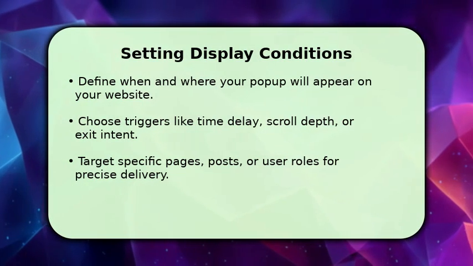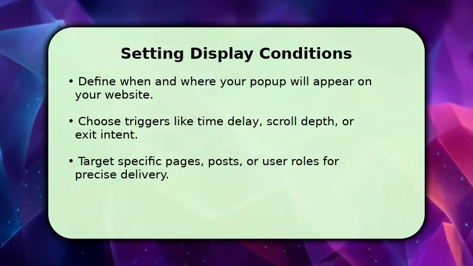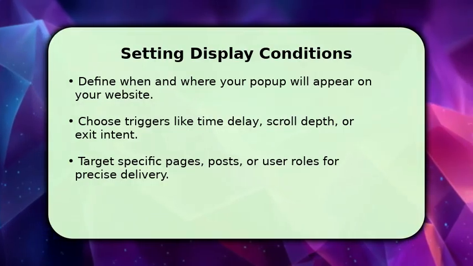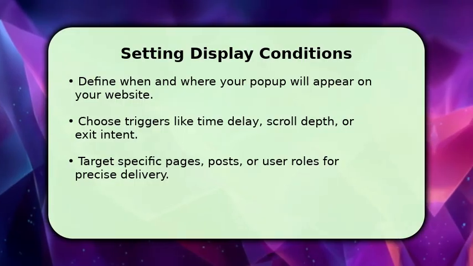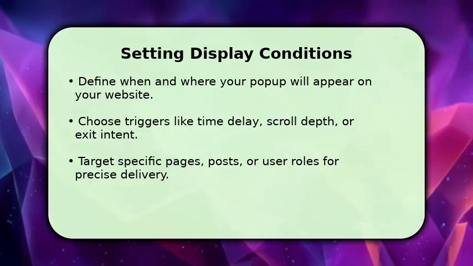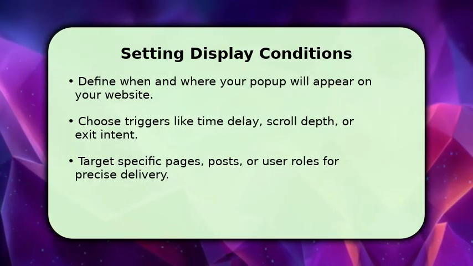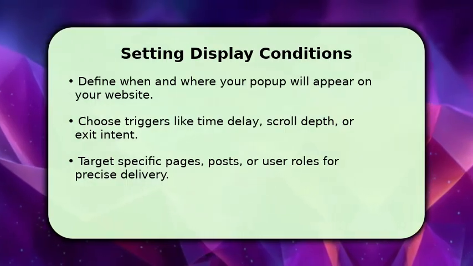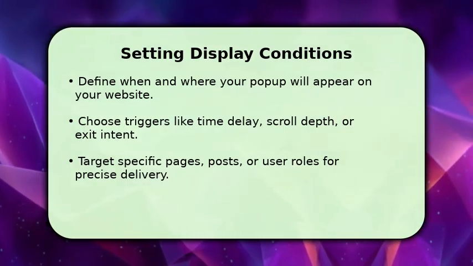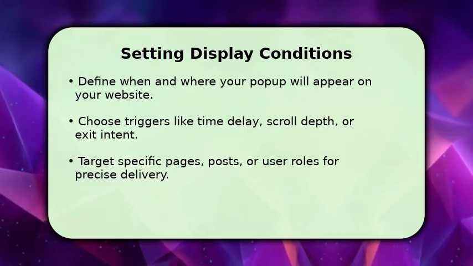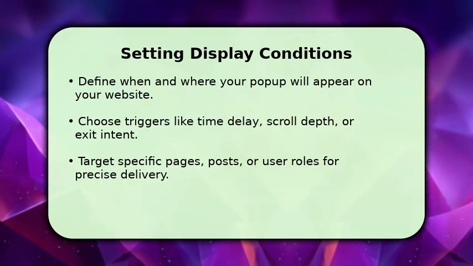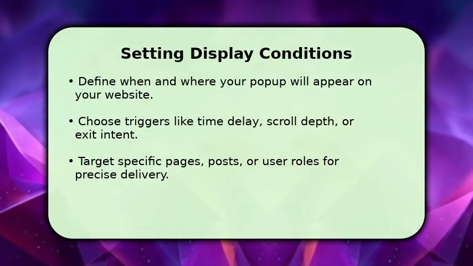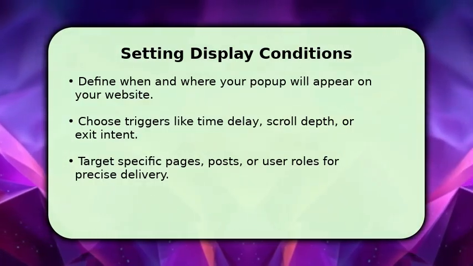Next, we'll configure when and where your pop-up will be shown. This is crucial for effective engagement. Under Conditions, you can specify if it appears on all pages, specific posts, or even only for logged-in users. Then, set your triggers. Common options include a time delay, perhaps after 5 seconds, or an exit intent, which activates when a user moves their mouse to leave the page. These settings ensure your pop-up reaches the right audience at the optimal moment.